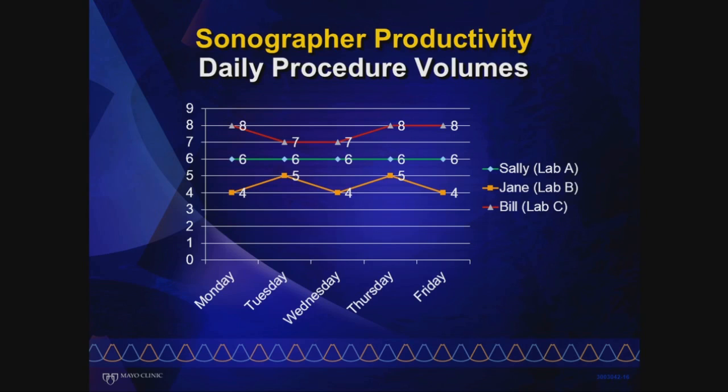He's getting, over the course of a week, 8, 7, 7, 8, and 8. And what we chose as our metric was just the number of exams per day. Sally's doing okay. She's a steady performer. And Jane, she's just not up to snuff.